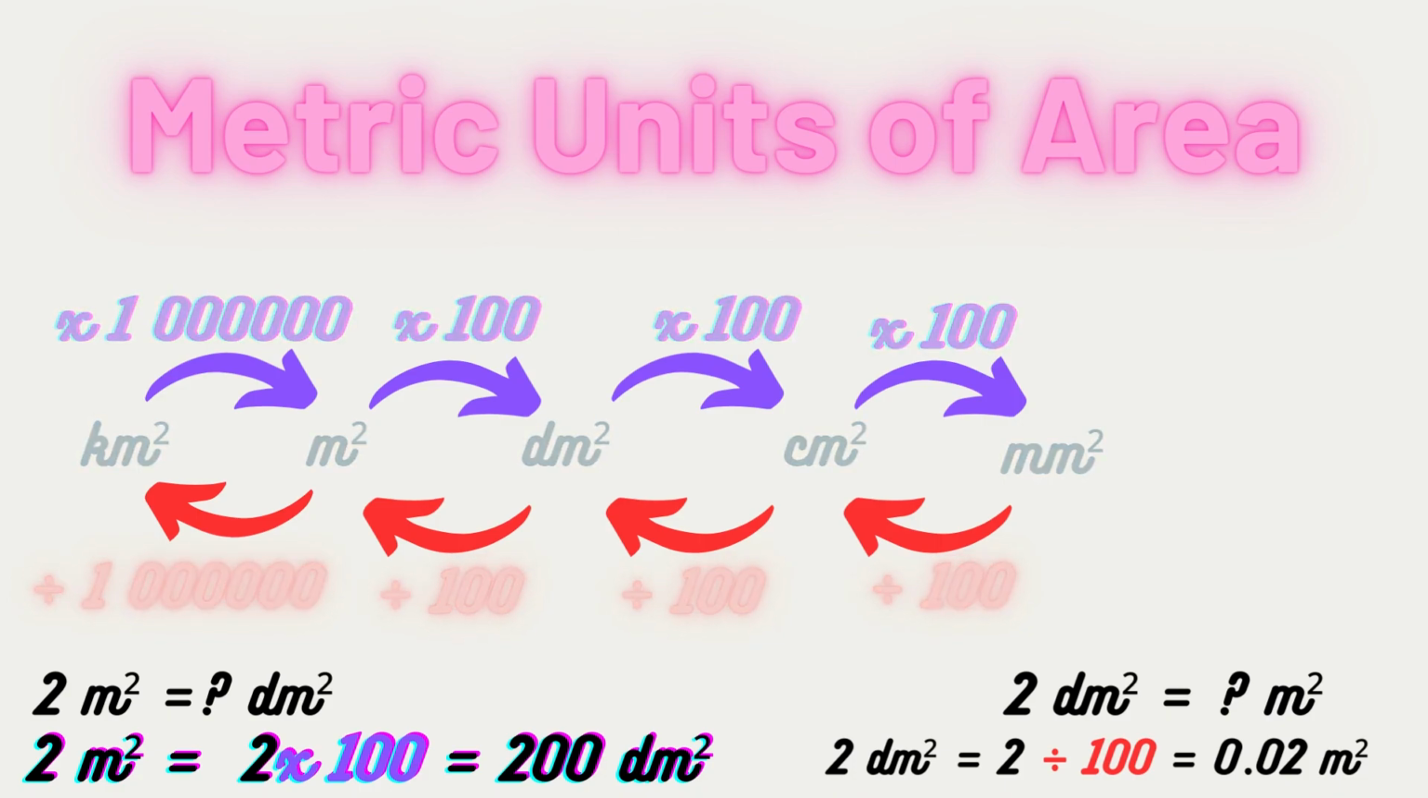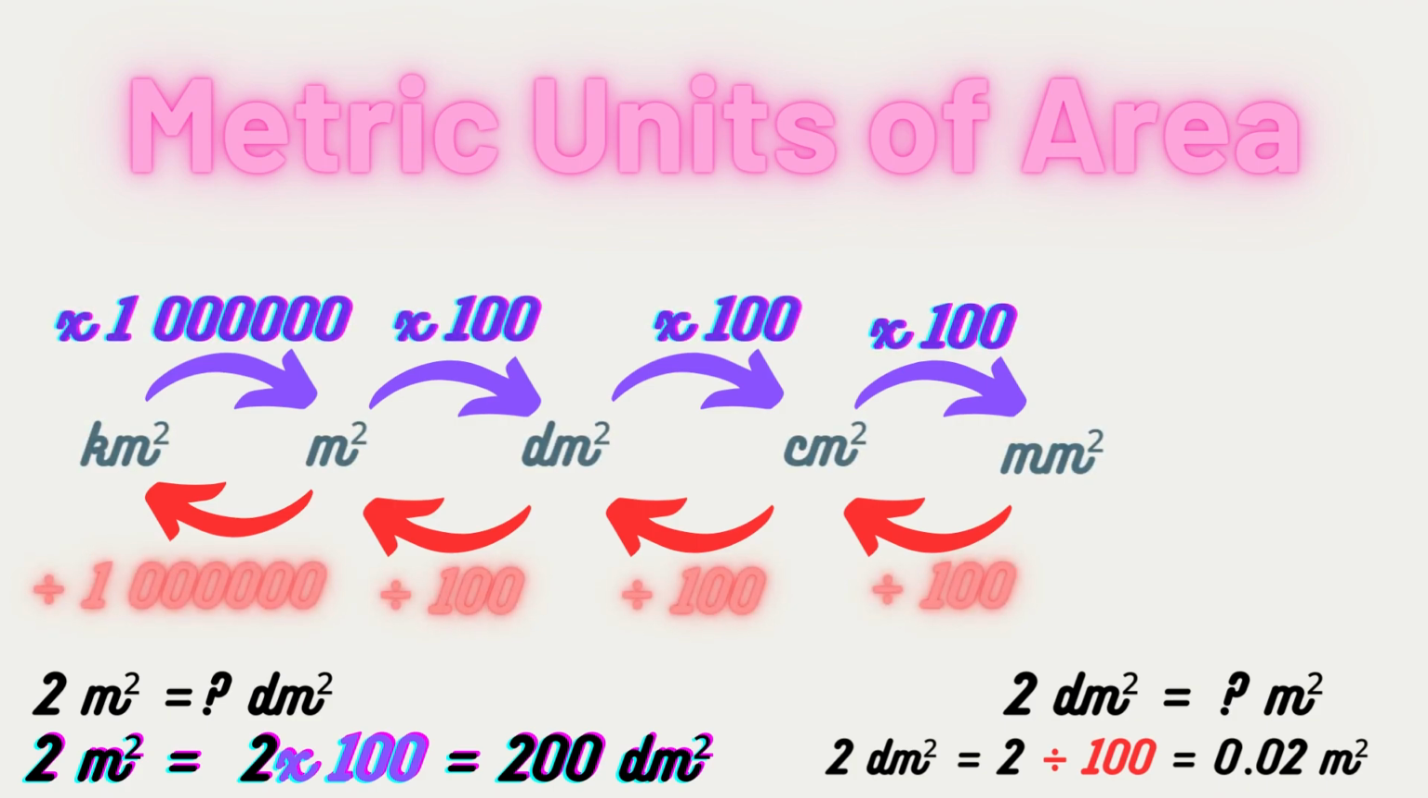For example, if you have a task: how many decimeters squared do you have in 2 meters squared? Then you are converting from a bigger to a smaller unit. In this scenario, you need to multiply by 100. If you notice, 1 meter equals 10 decimeters, then 1 meter squared equals 100 decimeters squared, which means doubling the exponent.